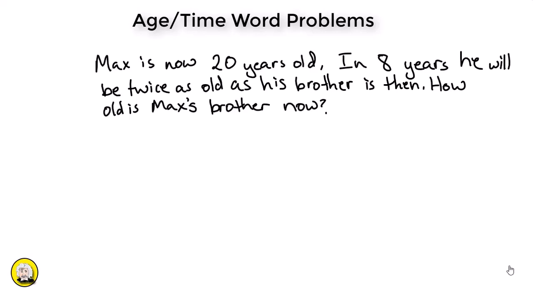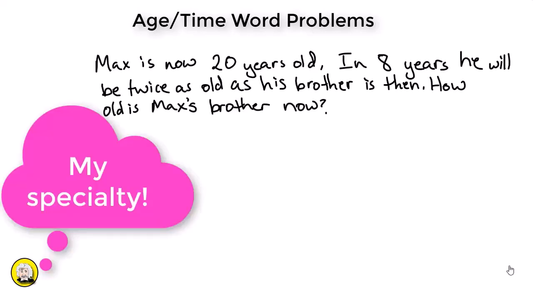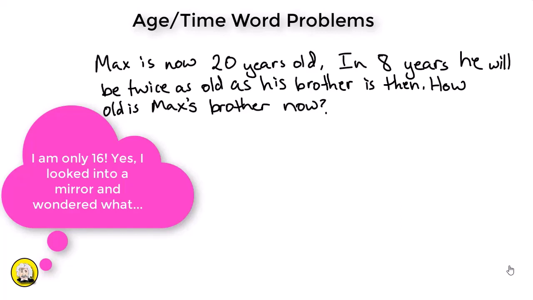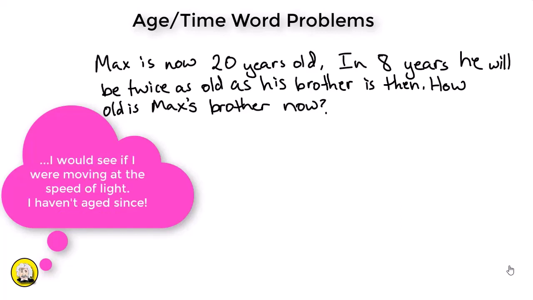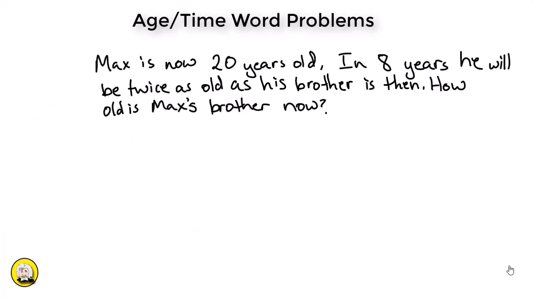Let's work on some age and time word problems. This format of word problems appears often on the exam, so it's well worth practicing and getting to know. For example, Max is now 20 years old. In 8 years, he'll be twice as old as his brother is then. How old is Max's brother now?